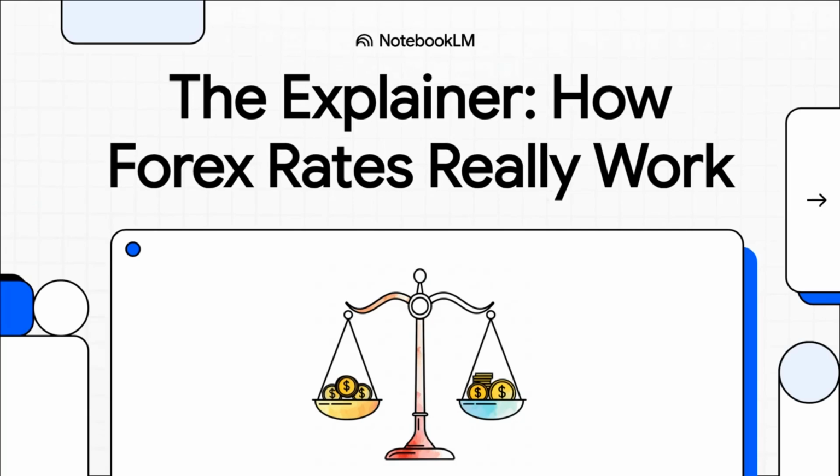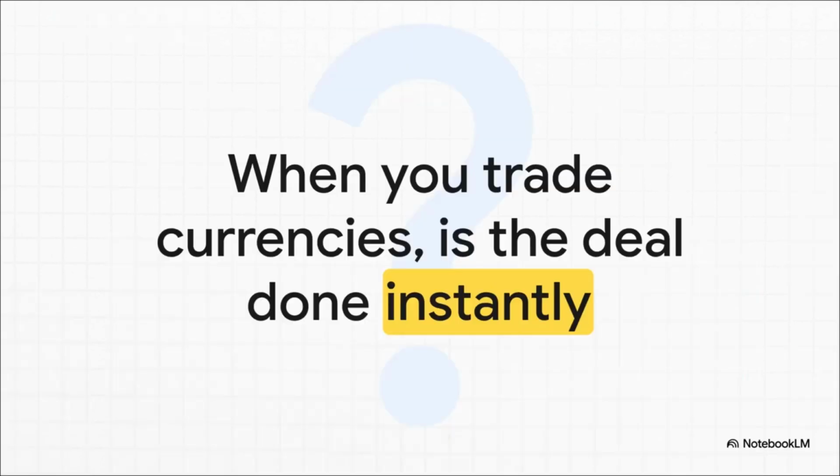Welcome to The Explainer. Today, we're diving into something that affects pretty much everything, from global trade to your own vacation plans. How do foreign exchange rates really work? Let's get into it. So, let's start with a question that gets at a really common misconception. When a bank trades millions of dollars for euros, does that money just zap across the globe instantly? You'd think so, right? But the answer is actually no.